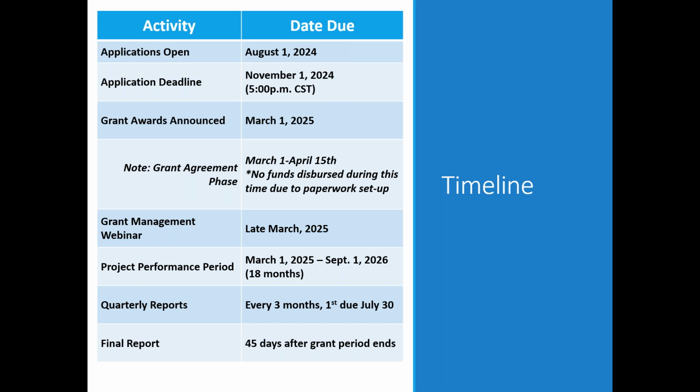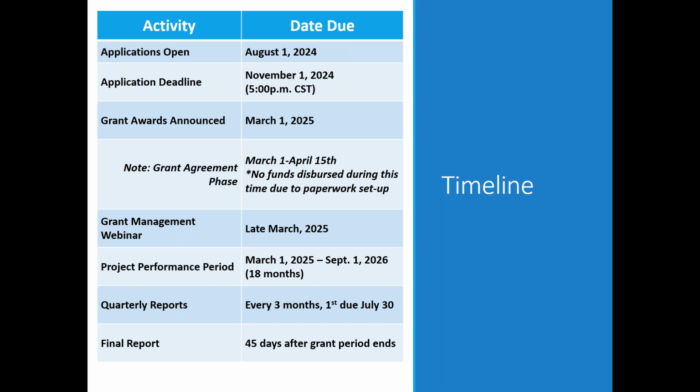Okay, I'm transitioning now to the timeline. The applications opened on August 1st, so you can start your application at any point. The deadline, as I mentioned, is November 1st at 5:00 p.m. Central Standard Time. Grant awards are announced on March 1st, and then there is a March 1st to April 15th window where no funds can be dispersed. Even though you can start your program, we just can't reimburse you or give you the advance until April 15th or later.